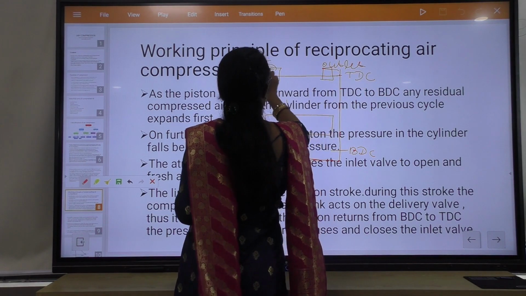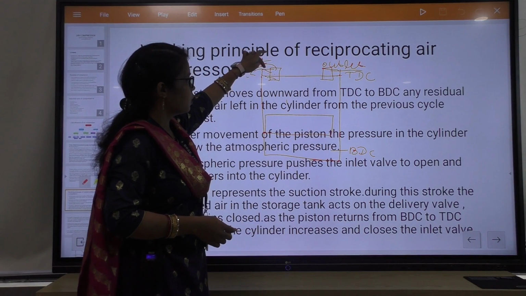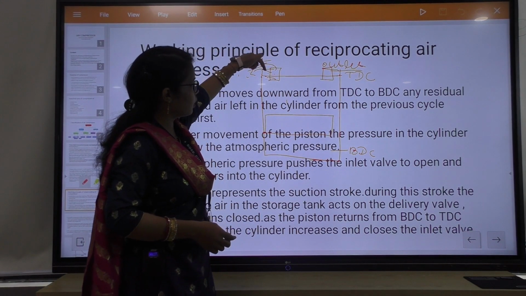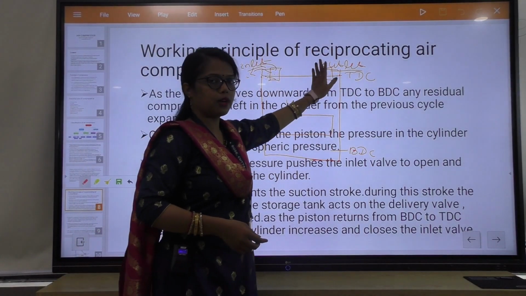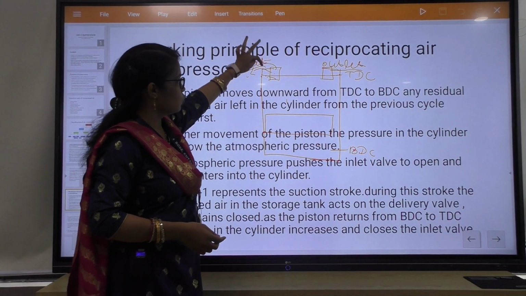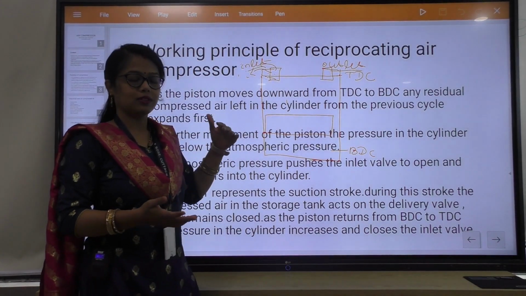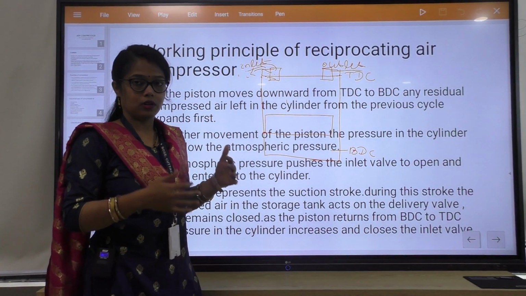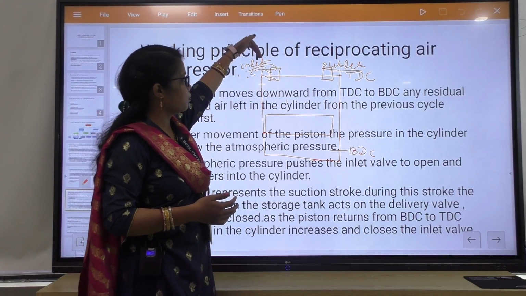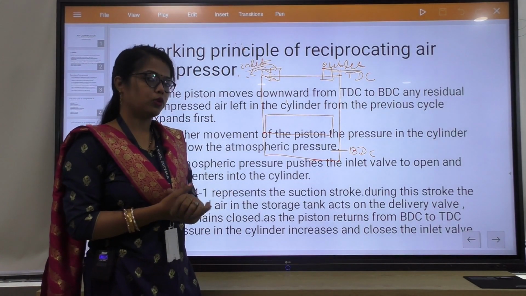Okay, inlet valve and outlet valve, and the inlet valve will open inside the cylinder. In this direction the inlet valve will be opened and the outlet valve will be opened towards the outward direction. So through this inlet valve, when the atmospheric pressure is higher than the pressure of air inside the cylinder, then the high pressure air will push the inlet valve. At that time the inlet valve will be opened.